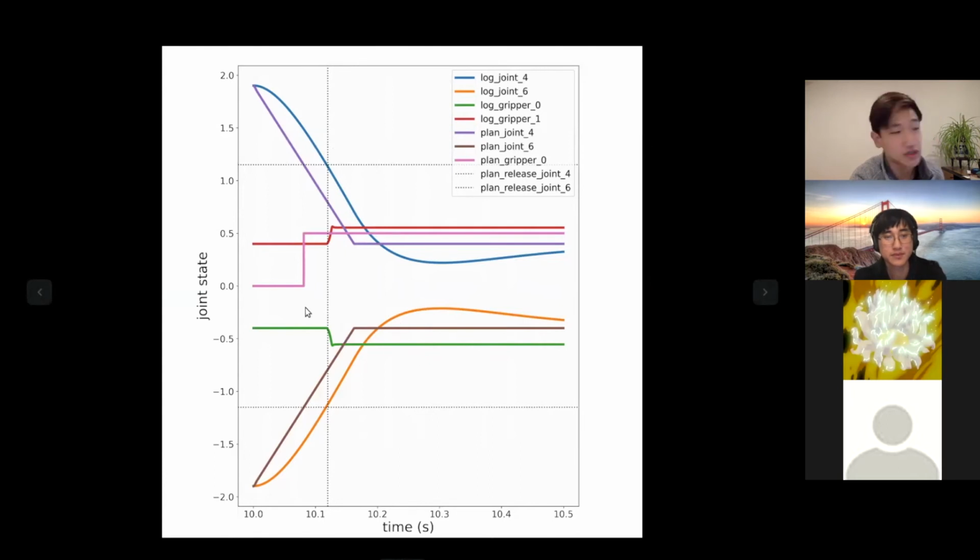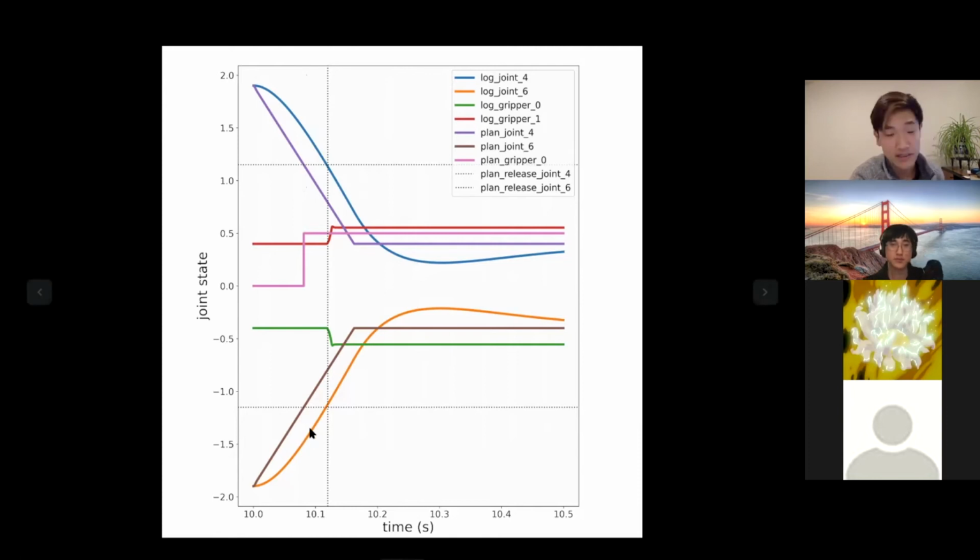The problem with this motion is that our original planned gripper, as shown by this pink line here, was to release the object at this time point. So there's a vertical line here. We wanted to release it here, but it's actually being released here. So the robot hasn't actually moved as far as we want it to move.